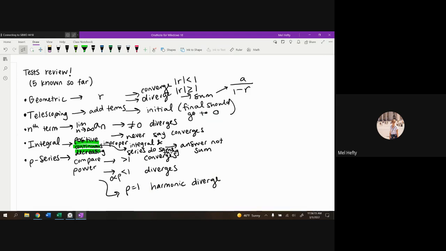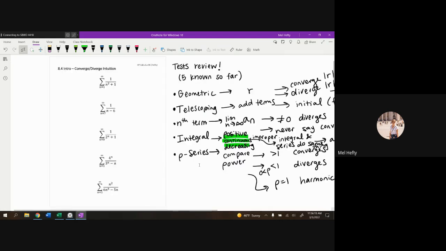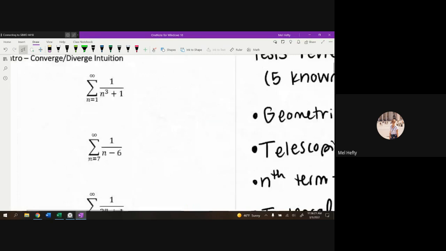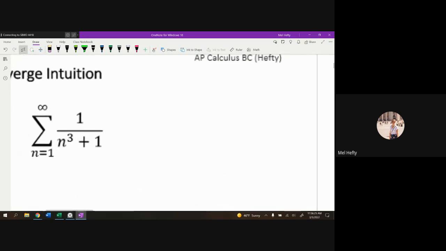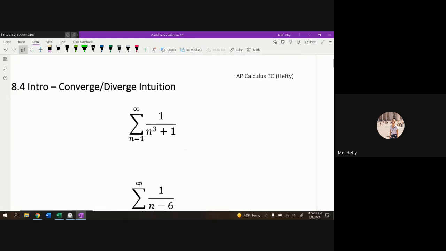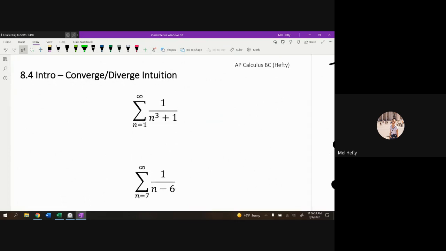All right, so comparison tests. I want to start talking before we hit your notes about a little bit of intuition on these tests. So I have a bunch of series up here. They're not on your notes, so if you could just kind of pay attention at the board for a second. These comparison tests, I would argue you're gonna know the answer pretty much before you start your question.